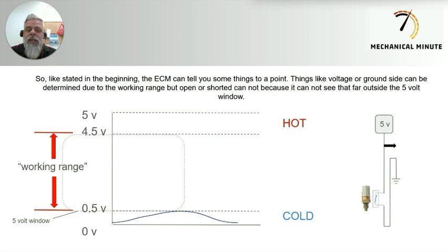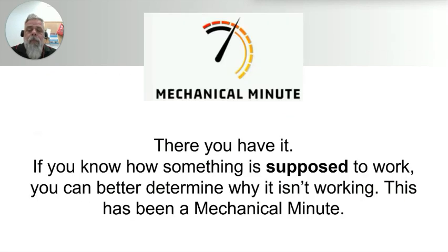So, like stated in the beginning, the ECM can tell you some things to a point. Things like voltage or ground side can be determined due to the working range, but open or shorted cannot because it cannot see that far outside the 5-volt window. And there you have it. If you know how something is supposed to work, you can better determine why it isn't working.